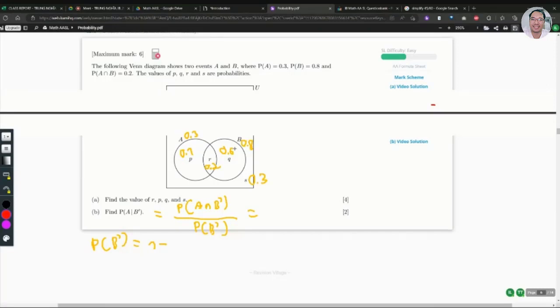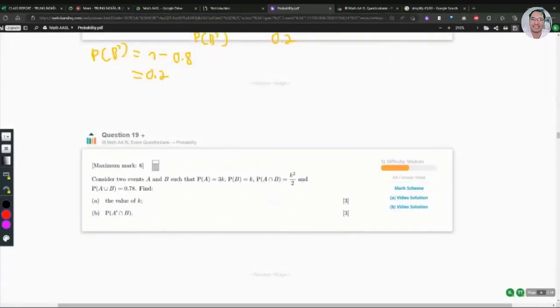All right, 0.2. Probability of A and not B. A and not B is 0.1 on the left. So that ratio is 1/2, 0.5. Oh yeah, it's just 0.5. Right. Good. Okay. Now move on to question 19, medium.